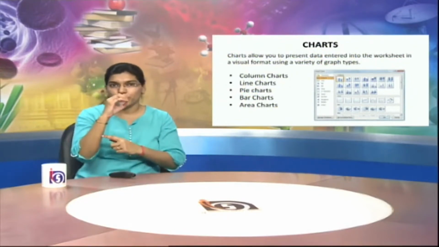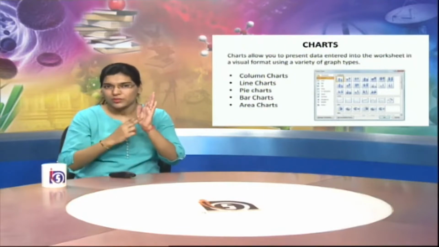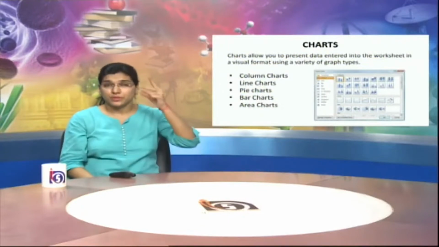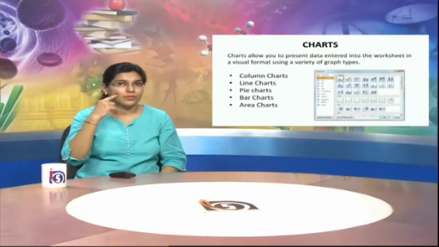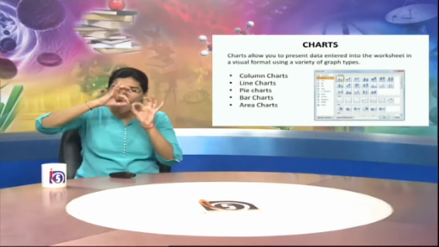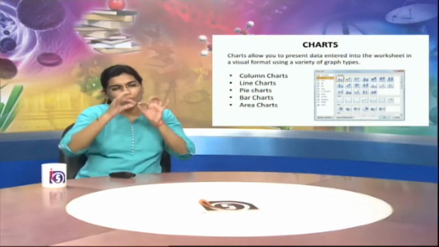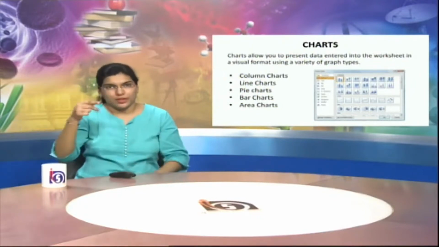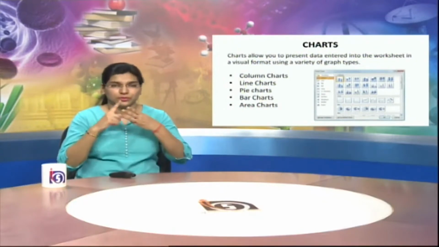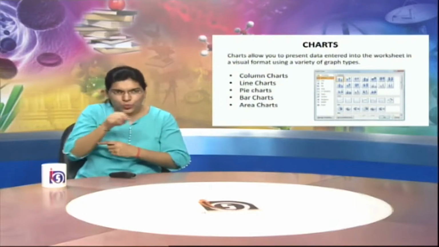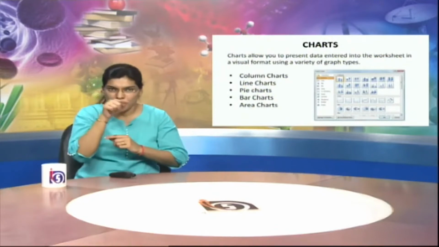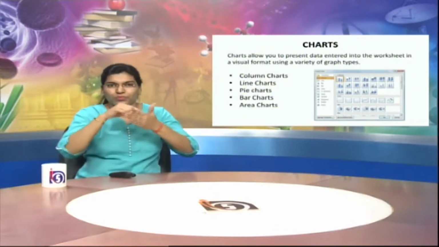So the first one is the column chart. In this we have many columns, and the second chart is the line chart. The line chart has many lines. It is in the line form. The third chart is the pie chart. It is in the circle form and it is divided in some ratios inside the circle. So, that is known as pie chart.